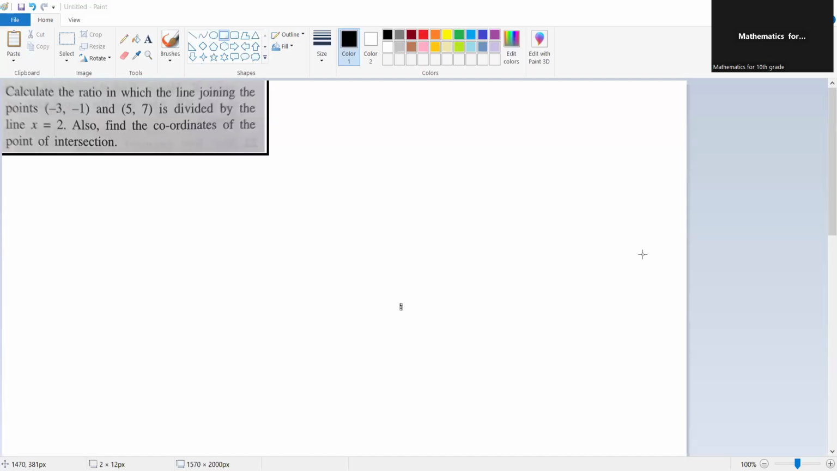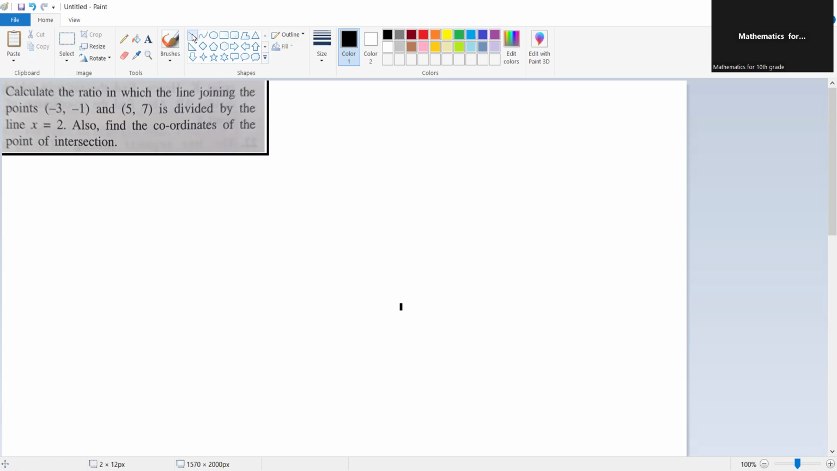This is a problem on section and midpoint formula. Calculate the ratio in which the line joining the points (-3, -1) and (5, 7) is divided by the line x equal to 2. Also find the coordinates of the point of intersection.